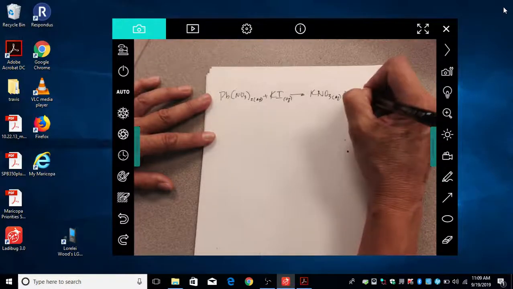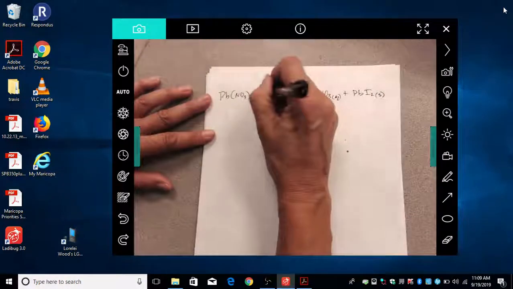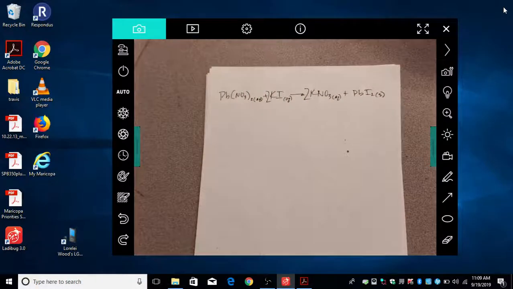And then I'm going to have some lead iodide, which is my solid. Now to balance this, I need a 2 there and a 2 there. Gets me where I need to go.